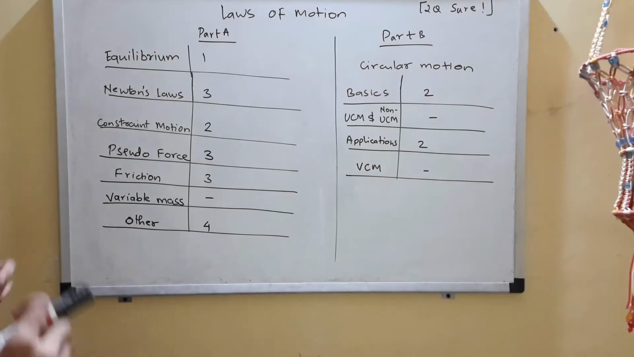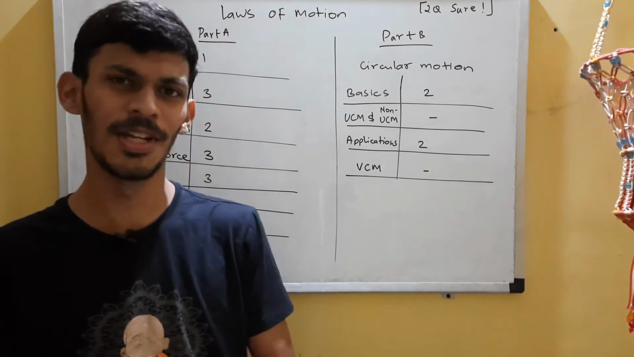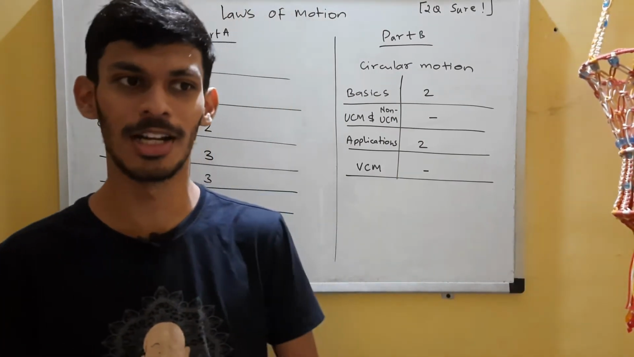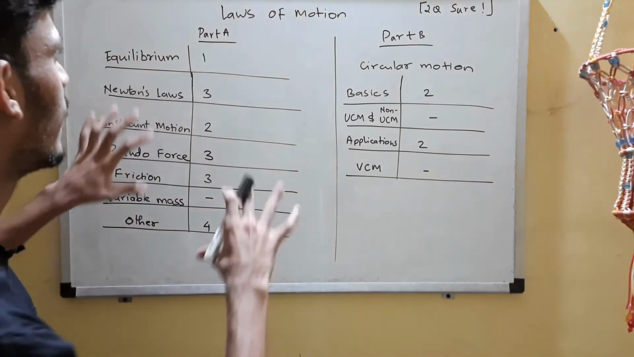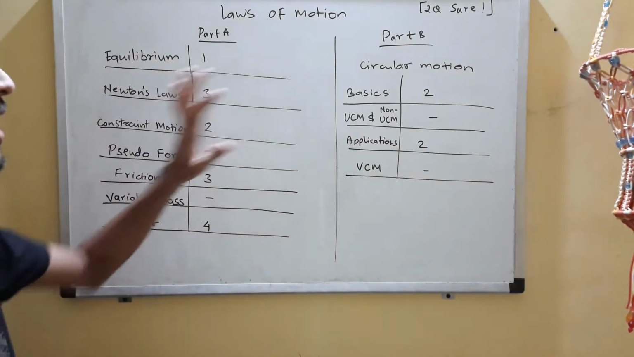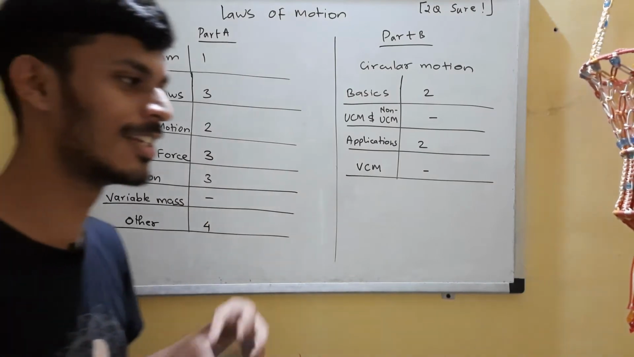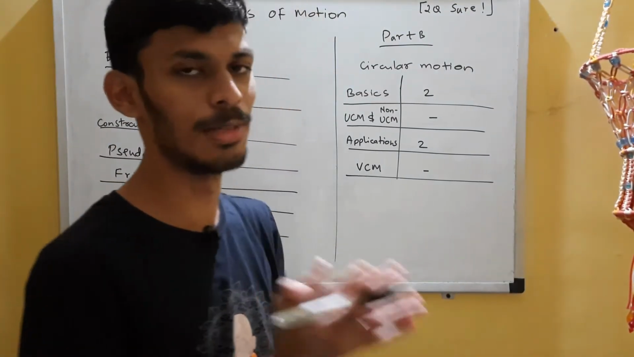Before we dive straight into the questions and practice a whole lot of them, let's briefly discuss the topic weightage and see which topic is more important as far as our BITSAT is concerned. Here I've divided this chapter into two parts. One is the actual laws of motion and the second part is circular motion. Laws of motion is a very important topic, and please don't skip it.